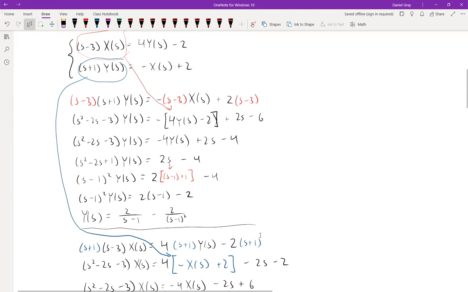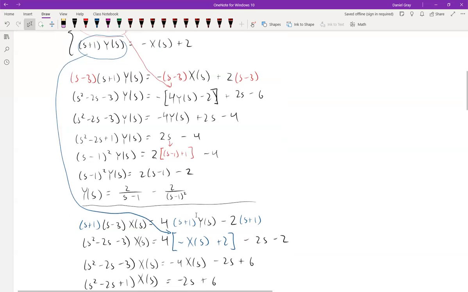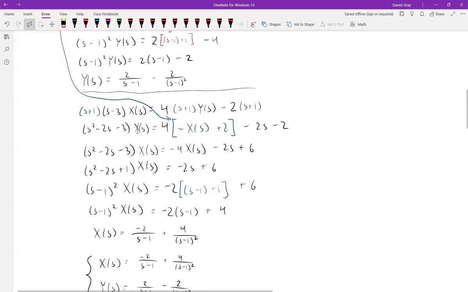All right. So now I'll simplify that. This s plus 1 times big Y of s is the same thing as the thing circled in blue over here, so that becomes negative x of s plus 2. So that's how I get this over here. I distribute this to get negative 2s minus 2. I distribute this to get s squared minus 3s minus 3. Okay. And then now I'll distribute this 4, so I get negative 4x of s plus 8, but then 8 minus 2 is 6.